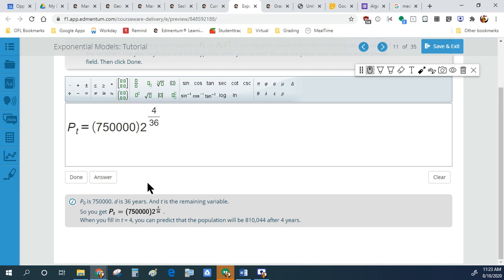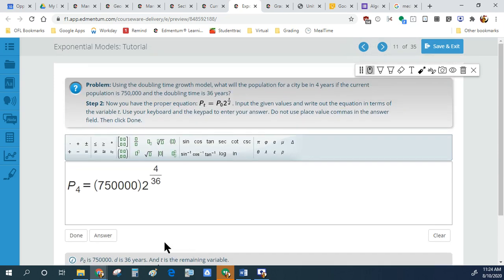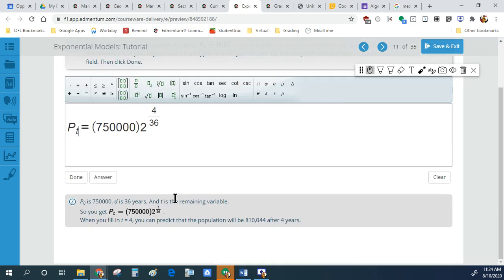So that's all they wanted. So they want all this. Make sure you fill out everything, unlike me. And technically, this should be a 4 as well. I feel like Momentum's picky on certain things and not other things. But P of 4, so P after 4 years is this. Momentum wants you to put it down like this though.